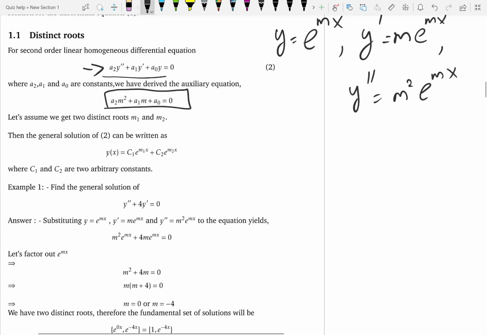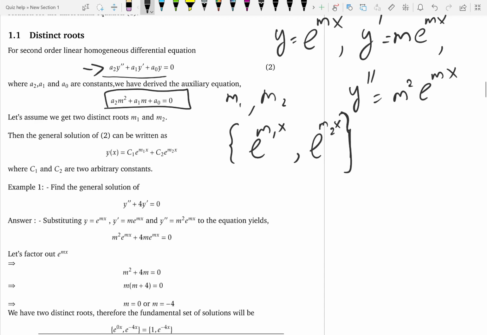Now to solve this for m, you can use factorizing or the quadratic formula, but let's say once you do that, you get two distinct roots. That's the first case. You can find m1 and m2, two distinct roots. Now, if you can find two distinct roots, your fundamental set of solutions will be e to the m1x and e to the m2x. These two are linearly independent functions when m1 and m2 are different.